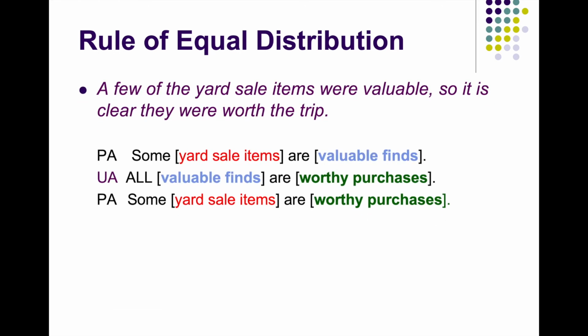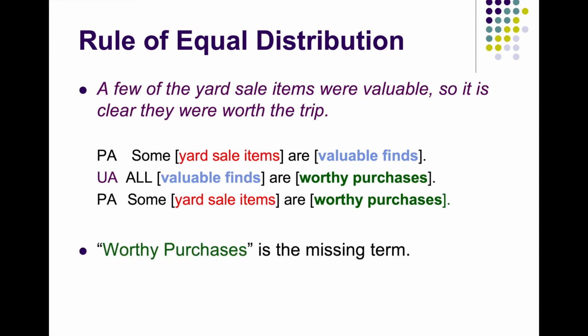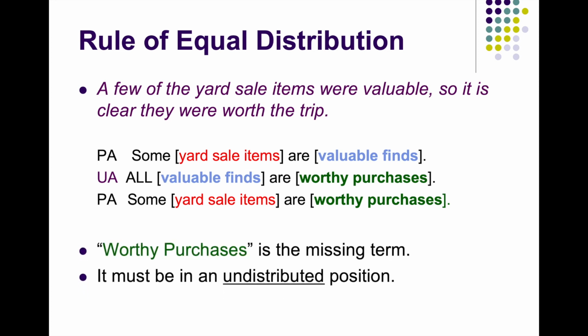And so if I apply the rule of inference for end terms, and I take that second end term, worthy purchases, it's not distributed in the conclusion and also not distributed in the missing premise, and that's fine, right? Worthy purchases becomes the missing term. It must be in an undistributed position. And so when we put it there, we end up with a valid syllogism, a syllogism that passes all the rules of inference. So here's another example.